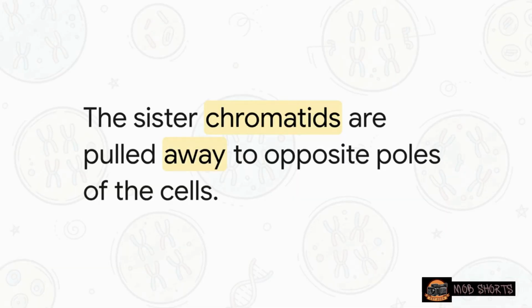And for the grand finale, anaphase 2. You guessed it, A for away one more time. But this time, the spindle fibers are pulling apart the sister chromatids. The moment they separate, each one is considered its own full chromosome, and they get pulled to opposite ends of the cell.